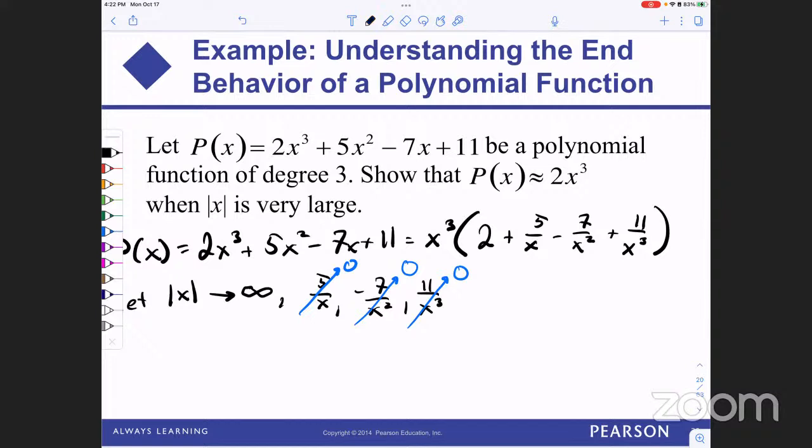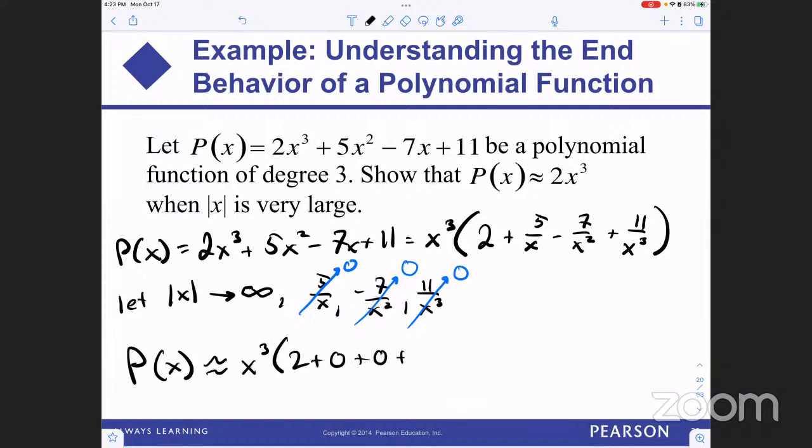So then what we get is, and again, this is just providing context. You don't have to do all of this. This is just to prime the next concept. So then what we're getting is that our original polynomial is going to be approximately equal to x cubed times 2 plus 0 plus 0 plus 0, which is approximately 2x cubed, right? That's what we wanted to show, that the original polynomial was approximately equal to the power function.